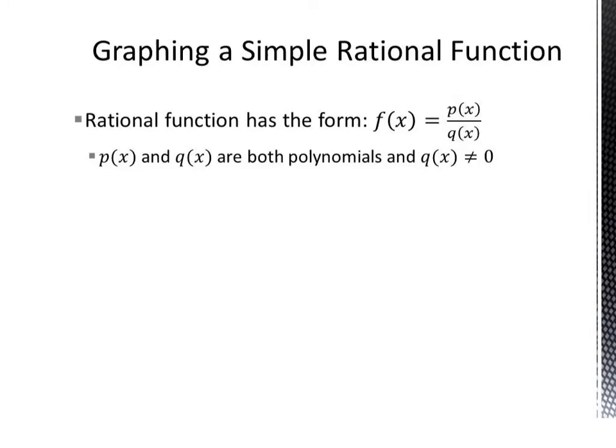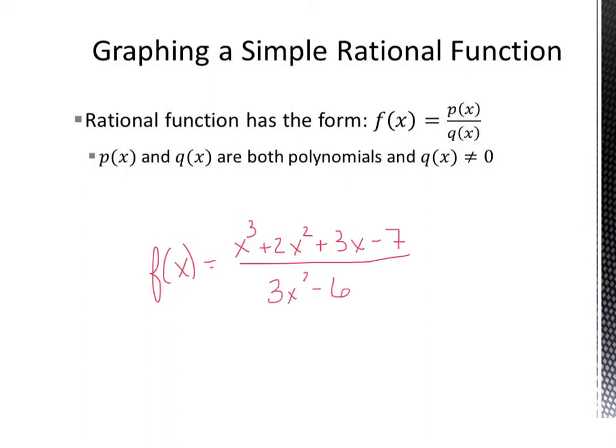So a rational function is in the form p of x over q of x, where both p of x and q of x are polynomials. So we might be looking at something like x cubed plus 2x squared plus 3x minus 7, because that's a polynomial, over maybe another polynomial like 3x squared minus 6. Okay, so that's the form they're going to look like.